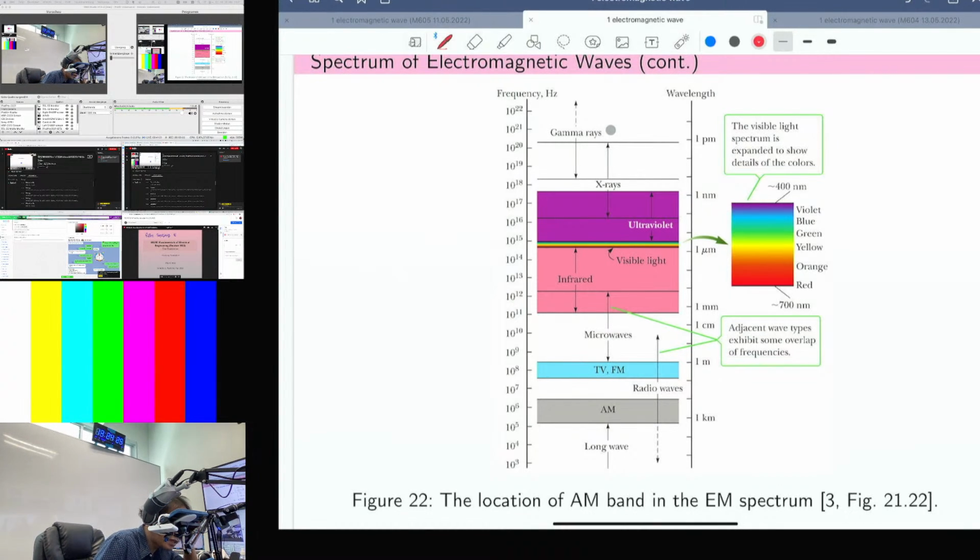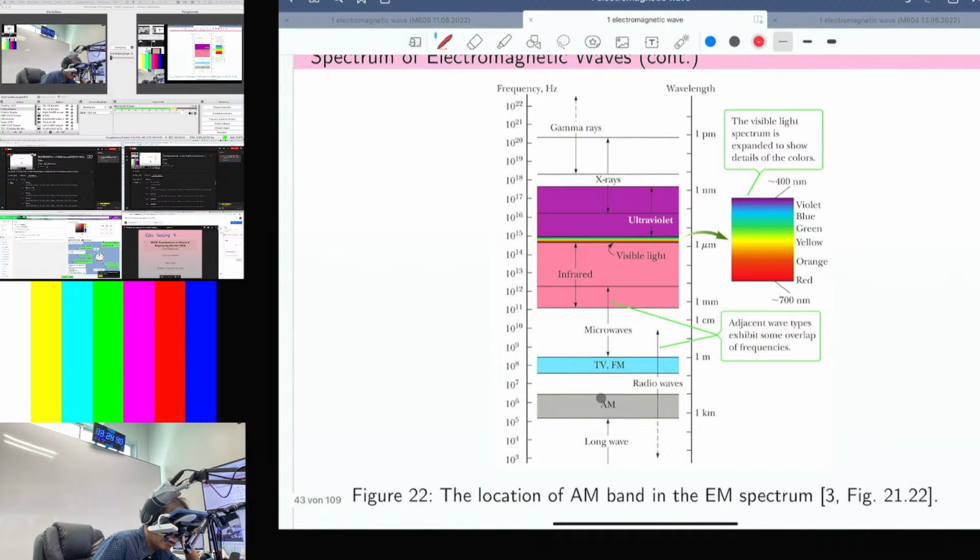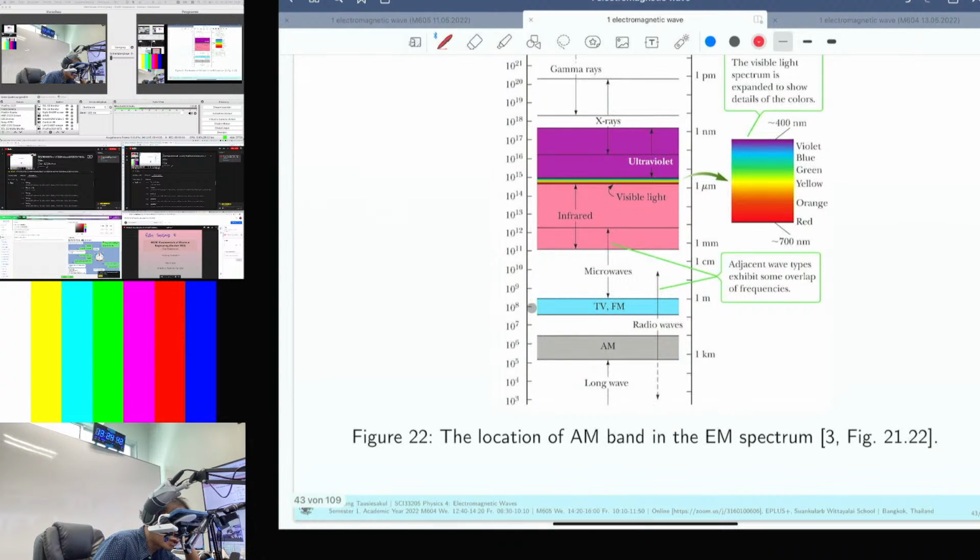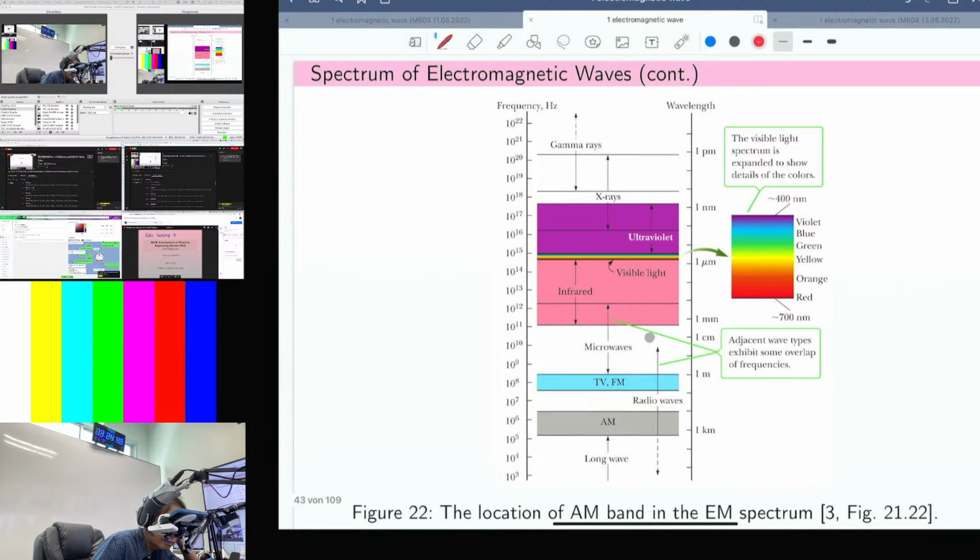The extreme band like gamma rays and X-ray are over there, and frequency for those two bands is very high, like it's 10 to 22 or something like that. AM is around here. It's a kind of low frequency electromagnetic wave. Okay, here is another picture of the whole electromagnetic band.